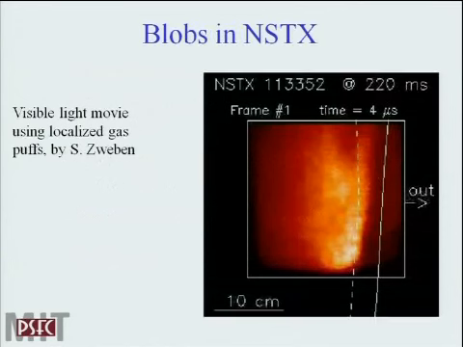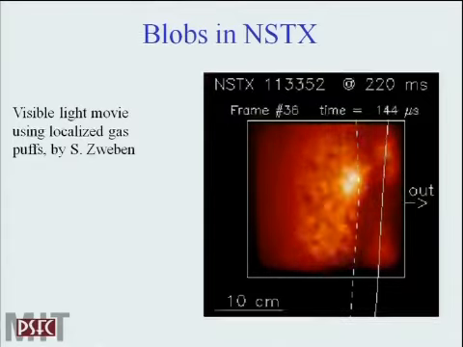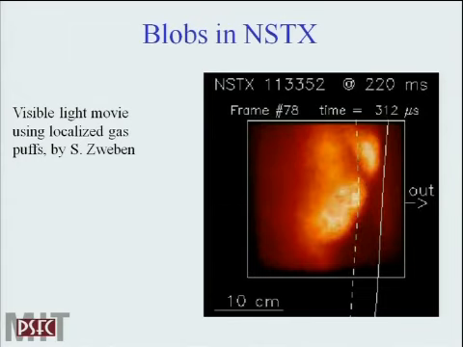So is that the technical term, blob? That's Krasnikov's term. It's really like plasma filaments, maybe more accurate. So it's an elongated structure along field lines. Like Stuart Sweden, he has done this excellent movie from NSTX where he's puffing in a little bit of gas at one toroidal location, and then they're imaging the visible light with a camera.